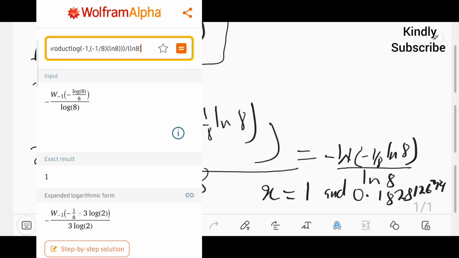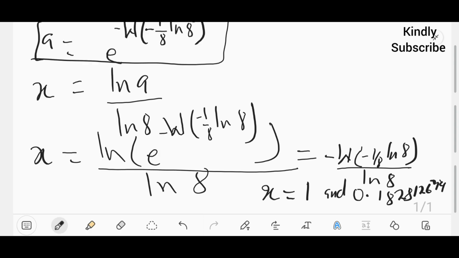You can use the Wolfram Alpha calculator to calculate the approximate value for this whole expression, and then you get your final answer. So this is how you can solve this question using the Lambert function. And as I said at the beginning of the video, if you are not really familiar with the Lambert function, you can check out the video on my YouTube channel to get the concept of the Lambert function.